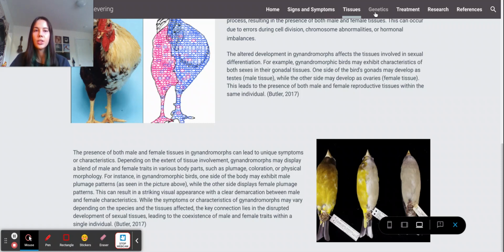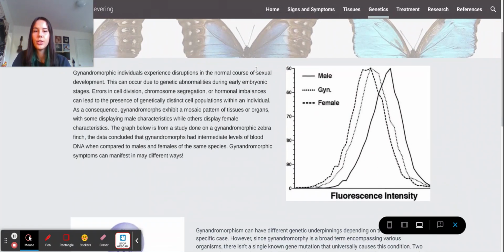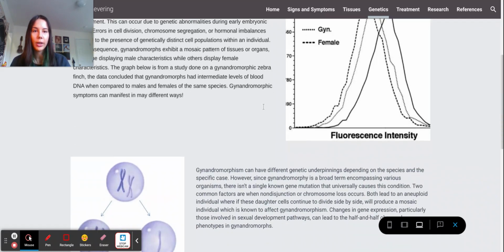Then I go into the genetics portion on the second page and introduce this image, which I thought was really important to add because most gynandromorphic studies show that the individual will have male characteristics here and female characteristics here, but a lot of the time they don't show intermediate data. This study was really interesting because the DNA within the gynandromorphic individual was intermediate between male and female, which I also talk about later, but the song size was as well, which I thought was pretty cool.